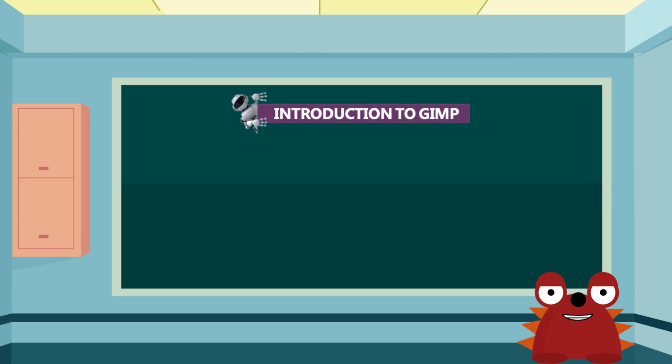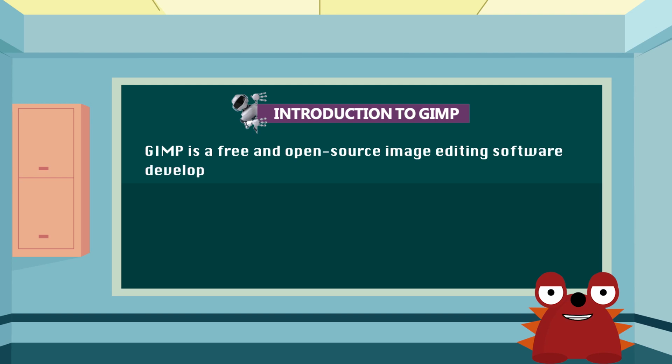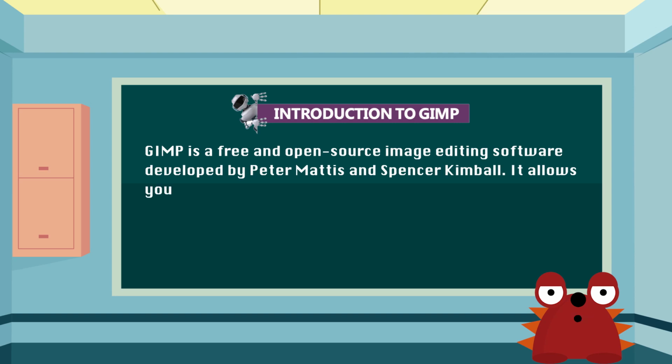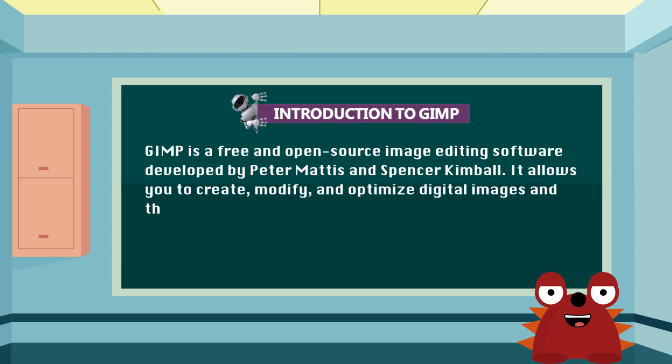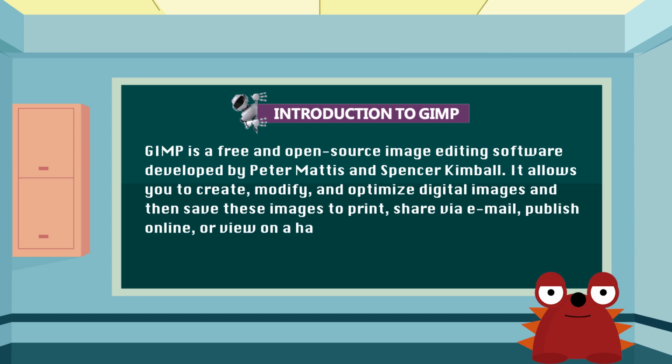Let's start with an introduction to GIMP. GIMP is a free and open source image editing software developed by Peter Mattis and Spencer Kimball. It allows you to create, modify and optimize digital images and then save these images to print, share via email, publish online or view on a handheld device such as an iPad or smartphone.